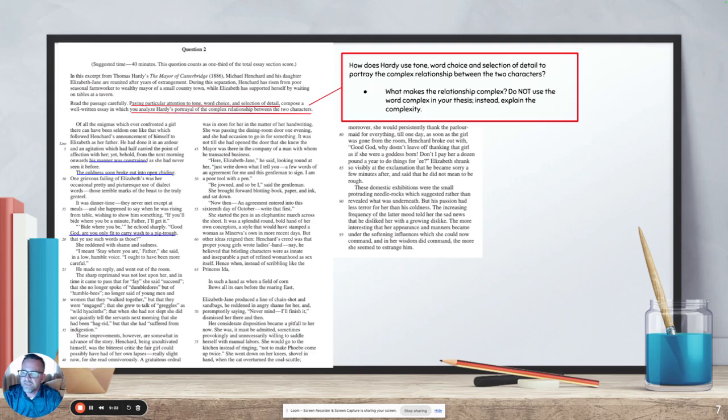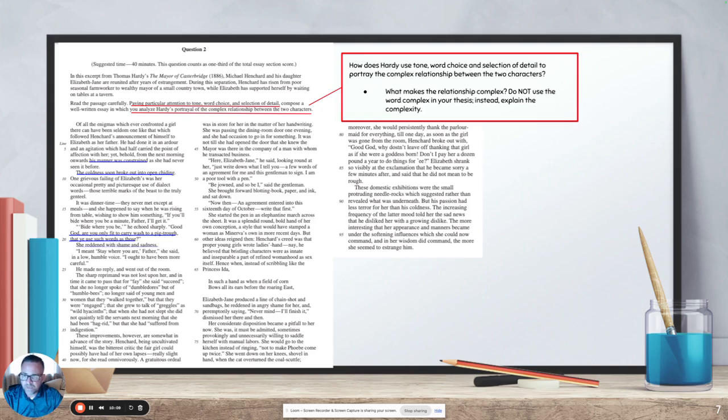It was dinner time. They never met except at meals, and she happened to say when he was rising from table, wishing to show him something, "If you'll bide where you be a minute, father, I'll get it." "Bide where you be," he echoed sharply. "Good God, are you only fit to carry wash to a pig trough, that ye use such words as those?" Again, I underlined this particular piece of dialogue, which implies his harsh treatment towards his daughter. Hence, also a detail important for informing us about the complexity of the relationship.